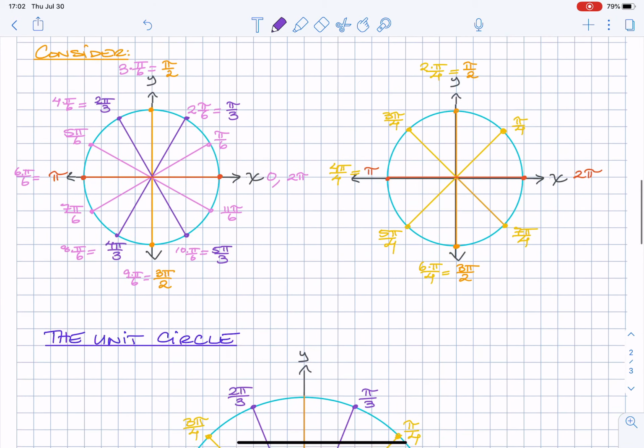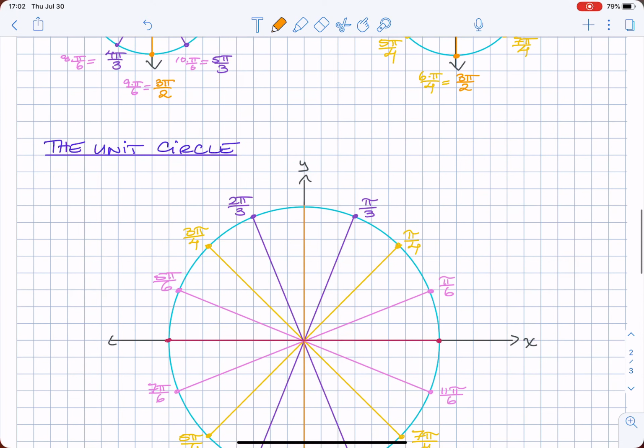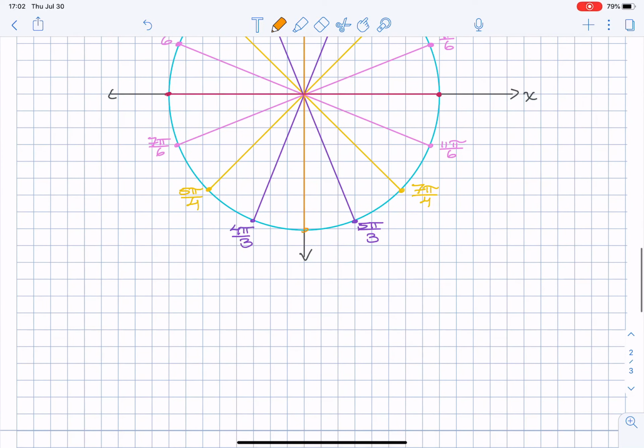Now let's look at the 90-degree reference angles. The pi over 2's, so here is pi over 2. Then beneath it is 3 pi over 2.